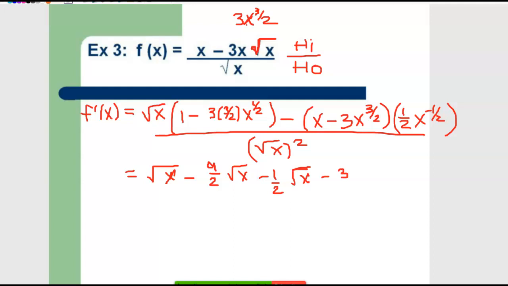3 times 1/2. Distributing that negative turns this to a positive. So you have a negative times a negative times a positive. So you get a positive 3/2. And again, x to the 3/2 times x to the negative 1/2 gives x. And this is all over the square root of x squared, which is x.